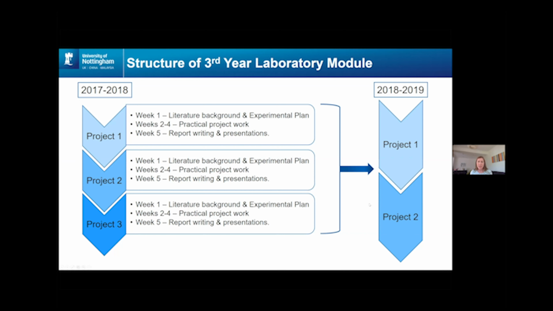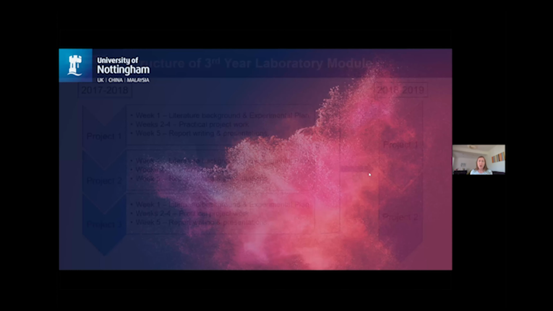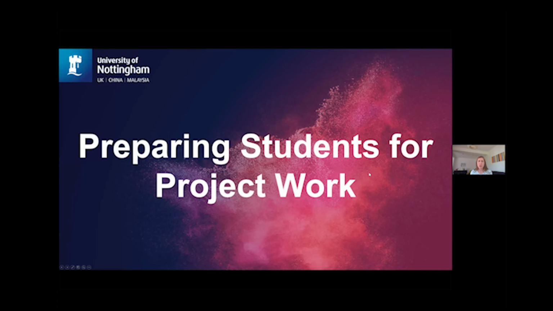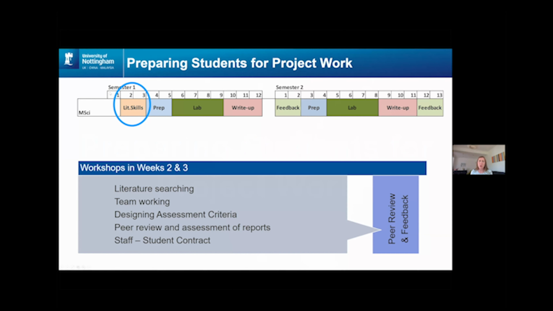By reducing the number of projects to 2, that then gave us some more time in which we could do better preparation for starting the project work. So rather than just jumping straight into it because we've got to get the 3 projects finished, we could now take stock, and we developed a timetable where we had 1 project in each semester. That gave us time at the beginning of the year to put some workshops into weeks 2 and 3 of teaching.